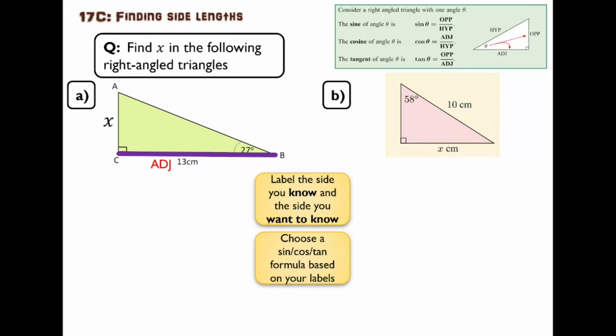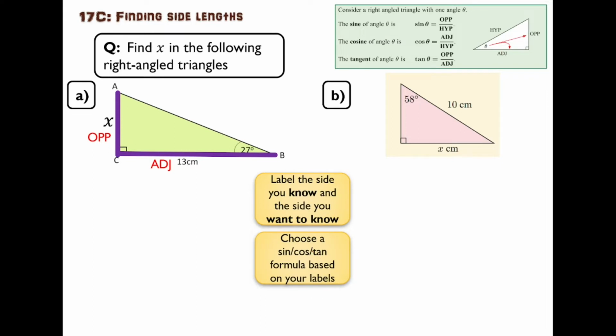Now we will label the side that we want to know, which isn't this one. We want to know x, right? We want to know this side here. And this one, it's not the hypotenuse, the longest side, and it's not the adjacent. It is opposite. It's on the complete other side. So let's write opposite.